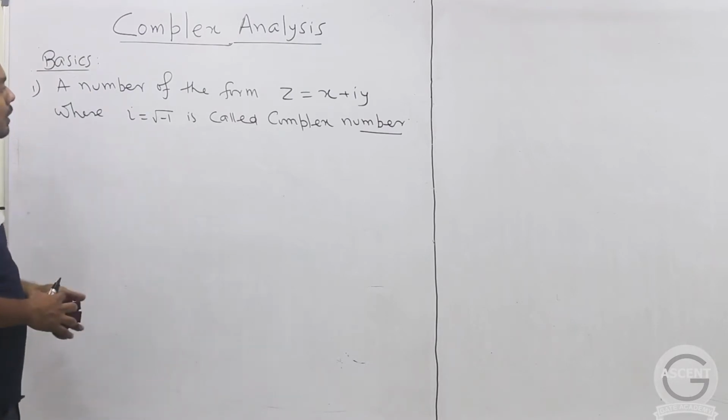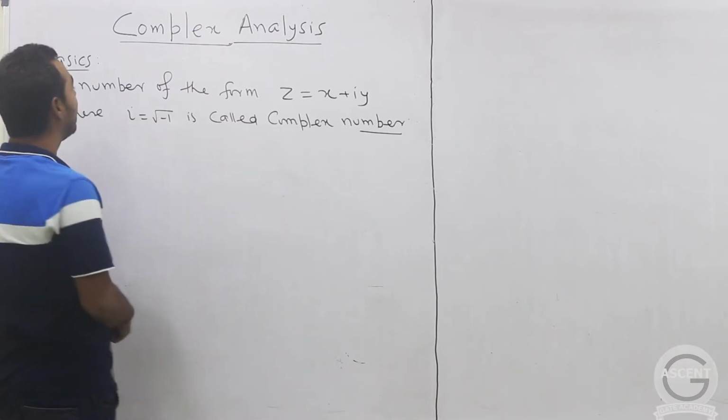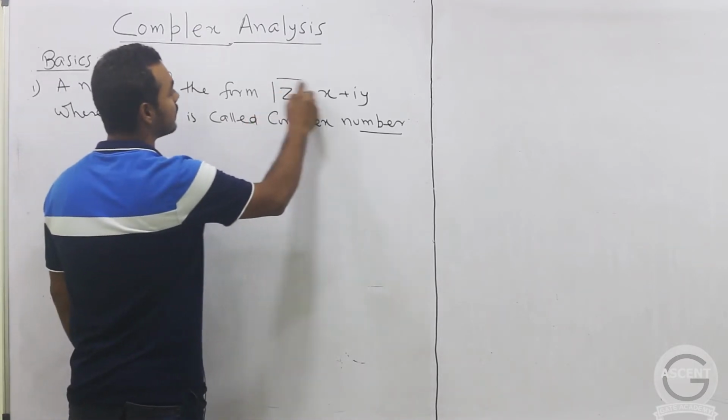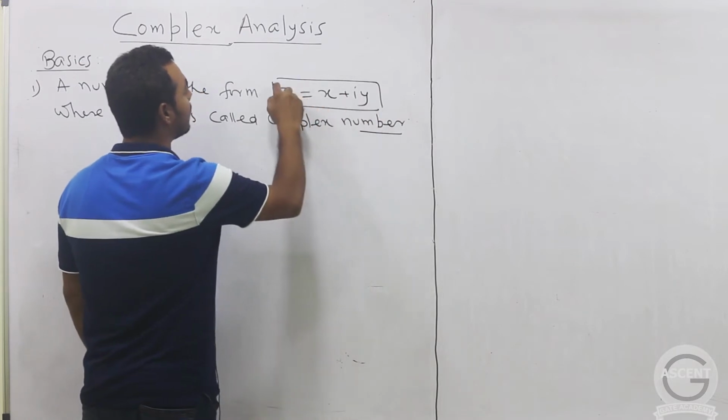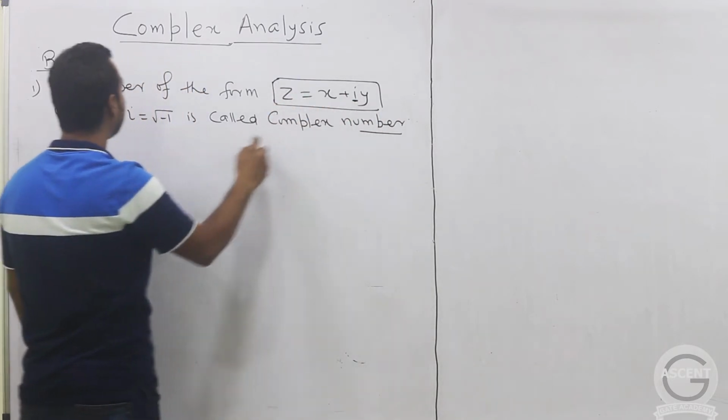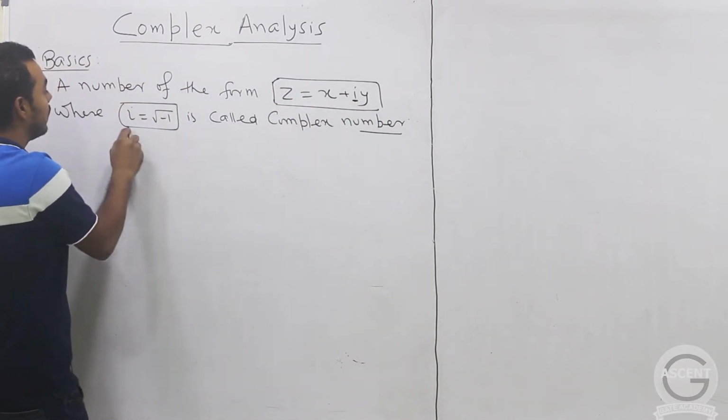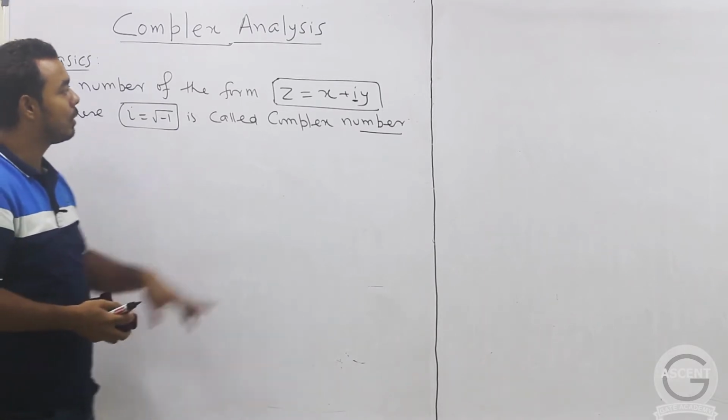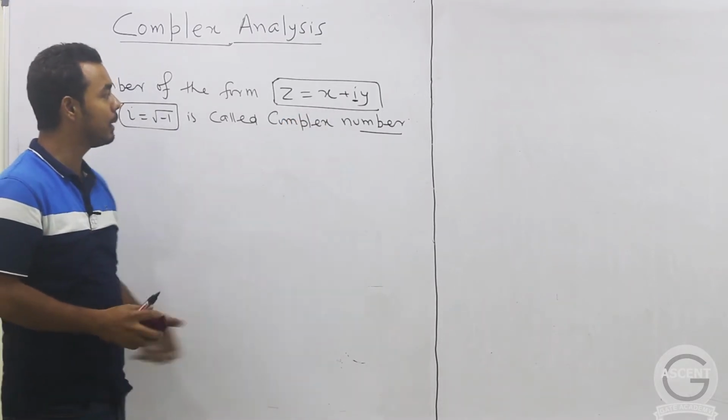Our first basic concept is the definition of a complex number. This we all know from class 11. A number of the form z equals x plus iota y, where x and y are some real numbers. This iota is nothing but root over minus 1. So any number of the form x plus iota y is called a complex number.